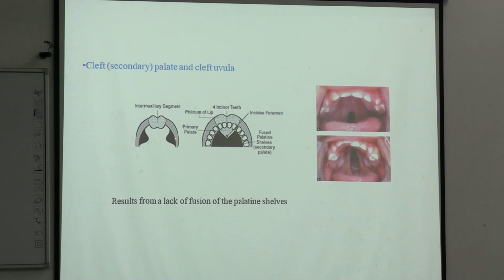And if you have the cleft, the posterior part of the palate, which is known as the soft palate, may also be faultily formed, which leads to cleft uvula. So this cleft problem is an error of the secondary or definitive palate. What happens here is a docking error of the palatine shelves, which leaves this gap in between.